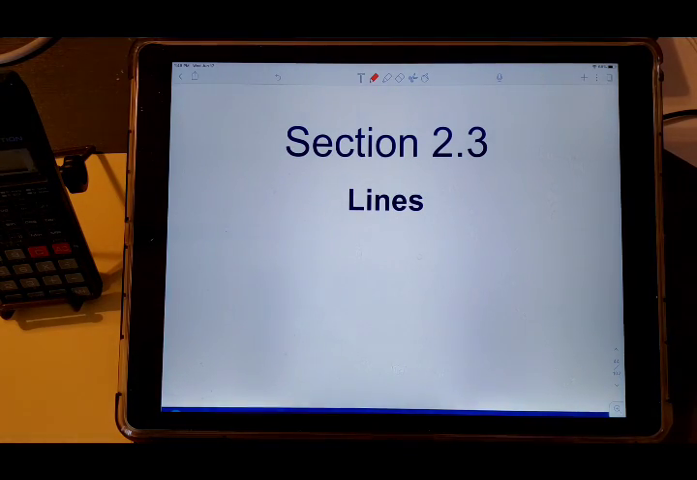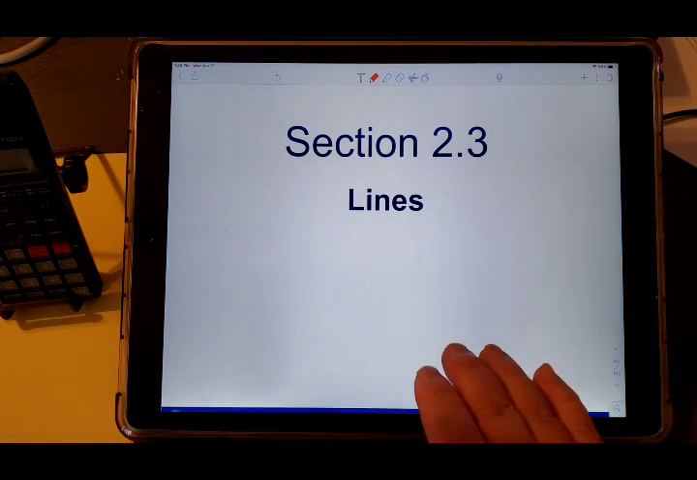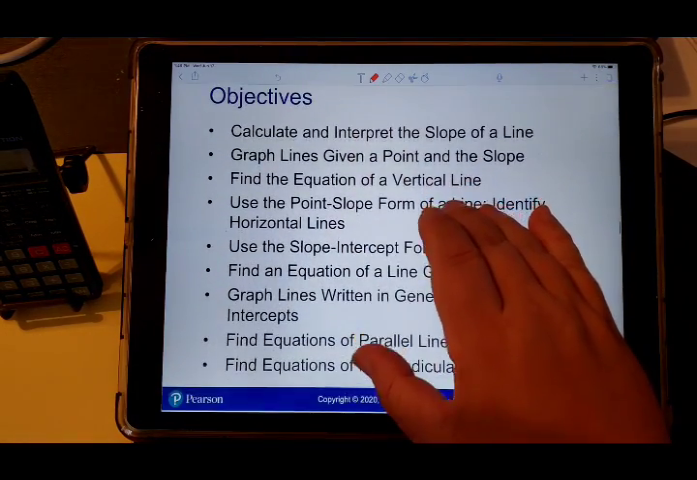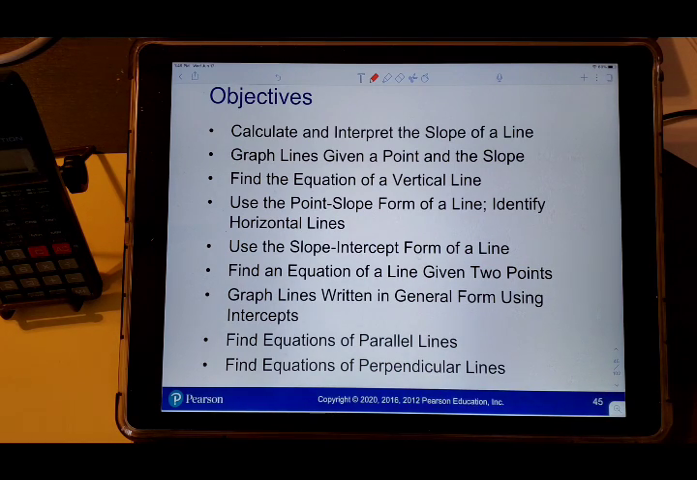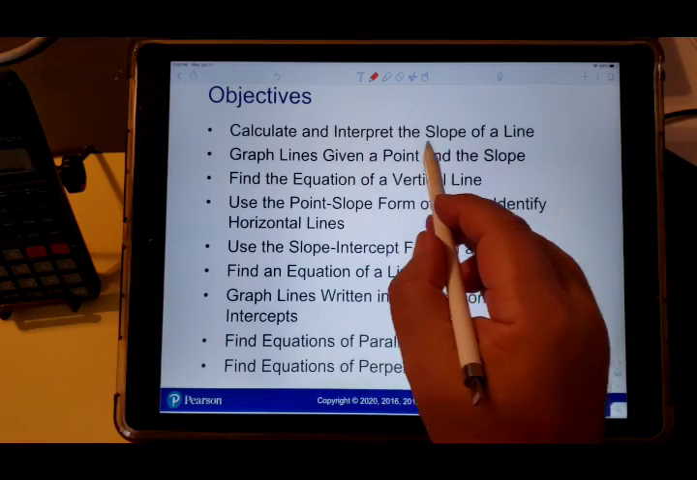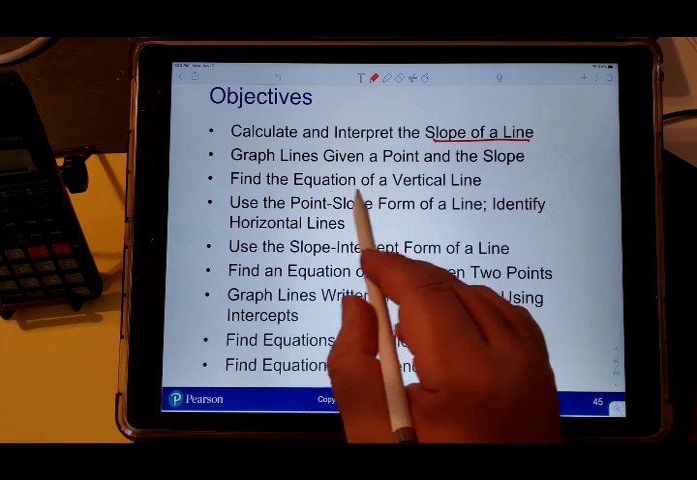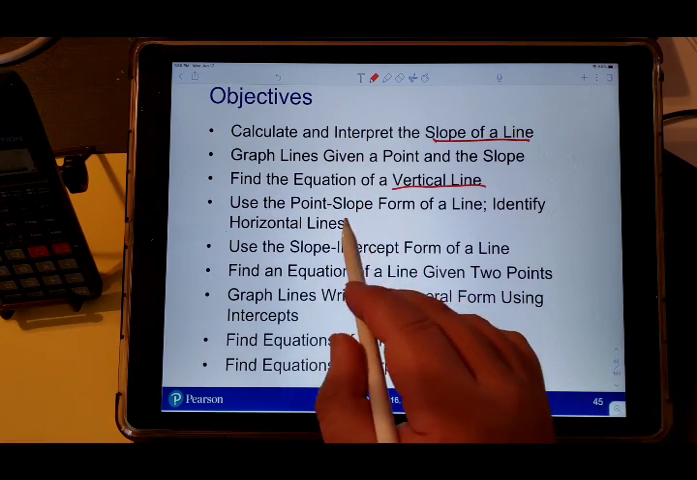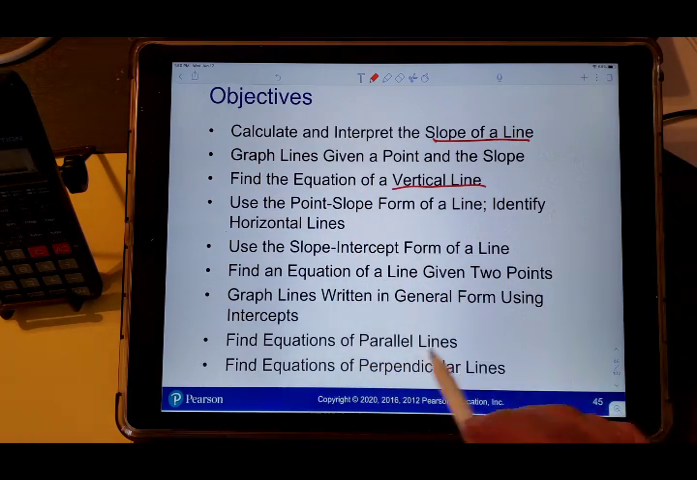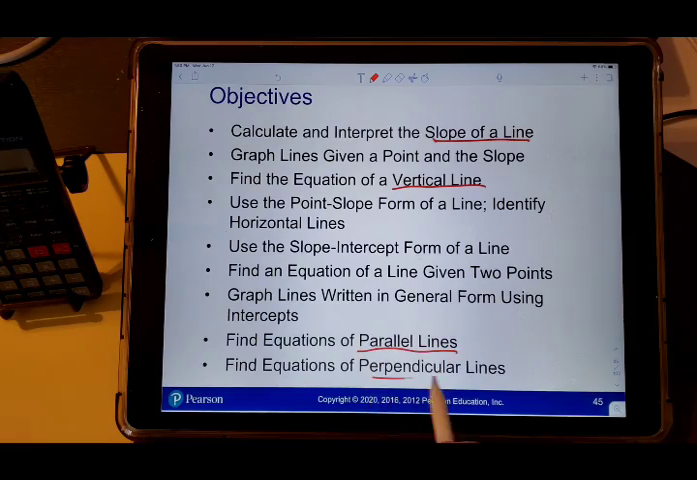All right, speaking of lines, what's the next section? Objectives. You've seen a lot of these before. Slope. Equation of a vertical line. Hopefully you're familiar with that. But anyway, we'll go over all of these one at a time. Even parallel and perpendicular lines. So this is a fairly involved section.